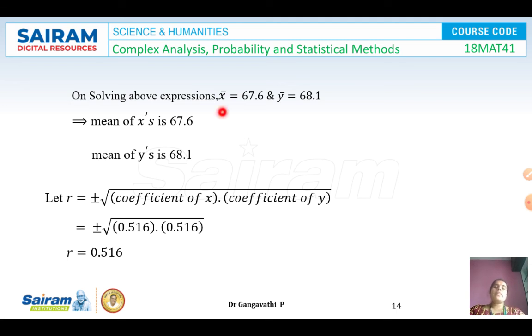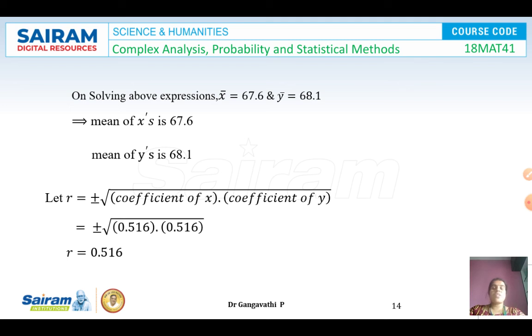On doing so, we get the value of x bar as 67.6, and substitute this x bar value in any one of the equations so you can get the value of y bar. So x bar is 67.6. It means it is the mean value of x and this is the mean value of y. So the first two sub questions are answered.